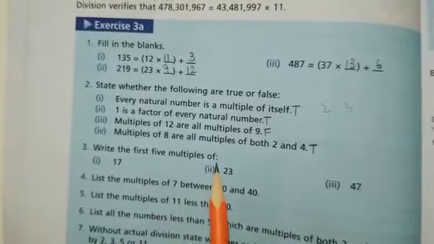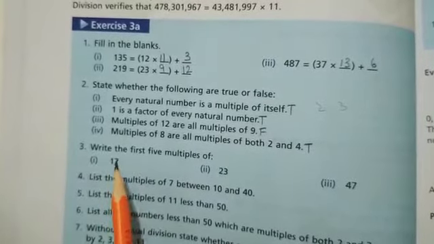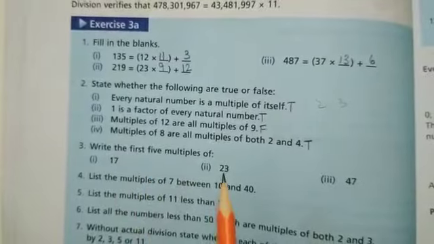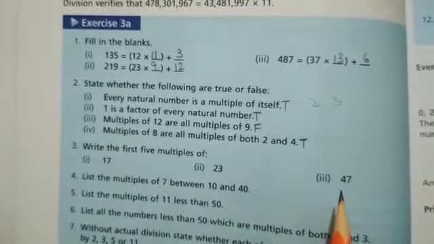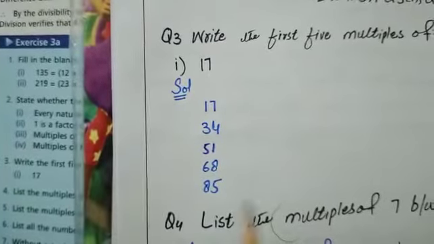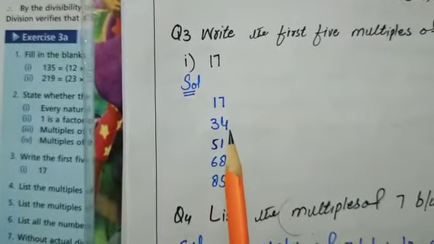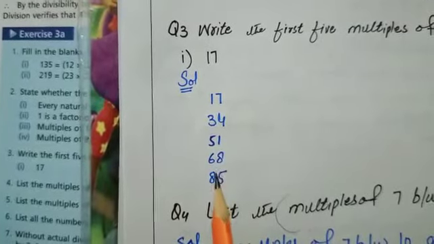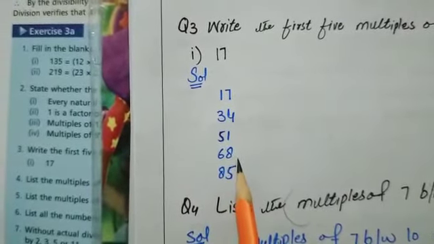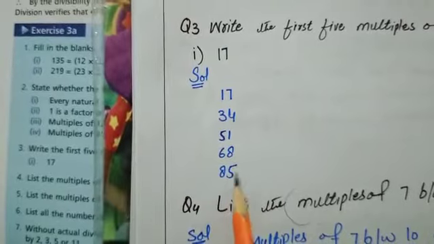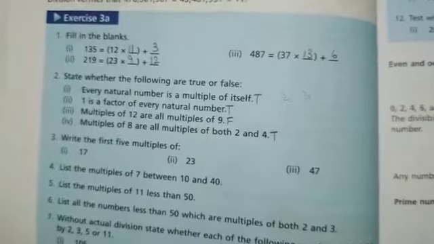Write the first 5 multiples of the given numbers. This means we learn the table of 17, 5 times. First 5 multiples of 17, 23 and also 47. First part, students, look here. This is 17. We write the solution here. 17 ones are 17, 17 twos are 34, 17 threes are 51, 17 fours are 68, and 17 fives are 85. These are the first 5 multiples of 17. I hope the remaining parts follow by this method.